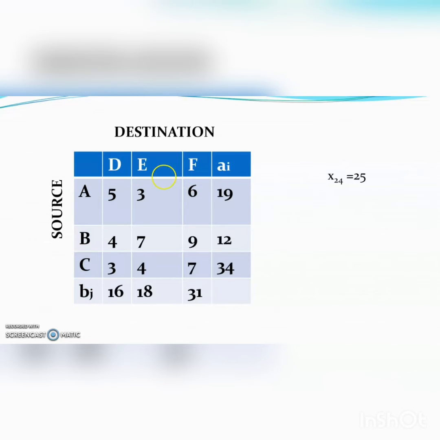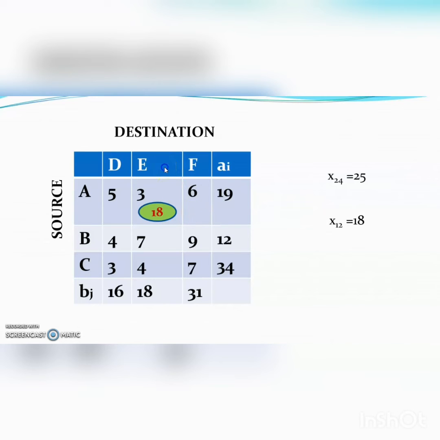Now, in the cost matrix, we see that the minimum cost occurs at 2 cells. The minimum cost is 3 and it is in the cell 1, 2, and also in the cell 3, 1. We arbitrarily choose one of these cells for allocation. Let us choose the cell 1, 2. Here we see that the availability is 19 and the requirement is 18. So we can allocate 18 units in this cell, and the value of the decision variable x12 is 18.